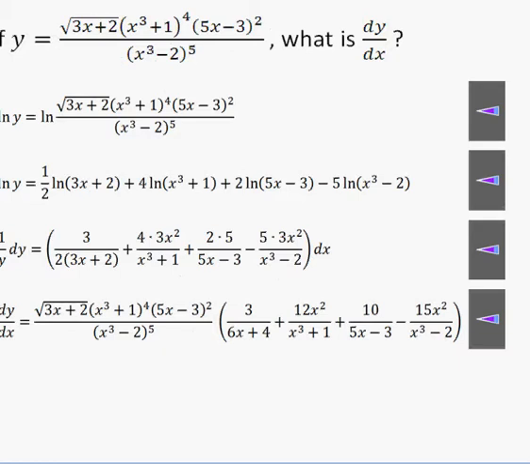Our last one here looks like it got cut off a little bit. I still think it's visible, so here we go. A very complicated one, a few products, a quotient, and several powers. So we're going to take the natural log of both sides.